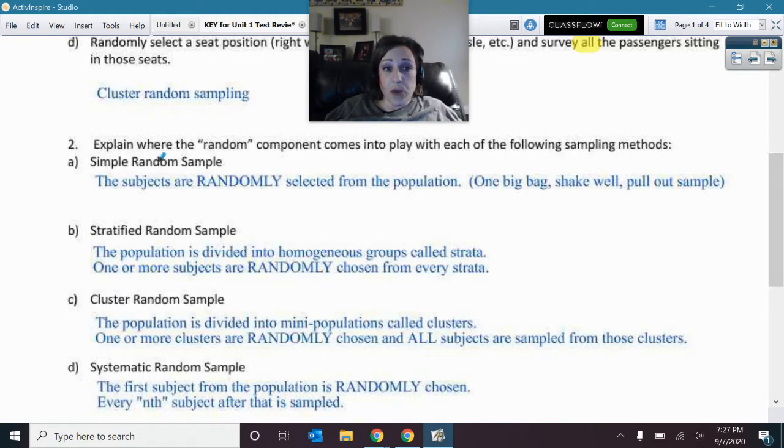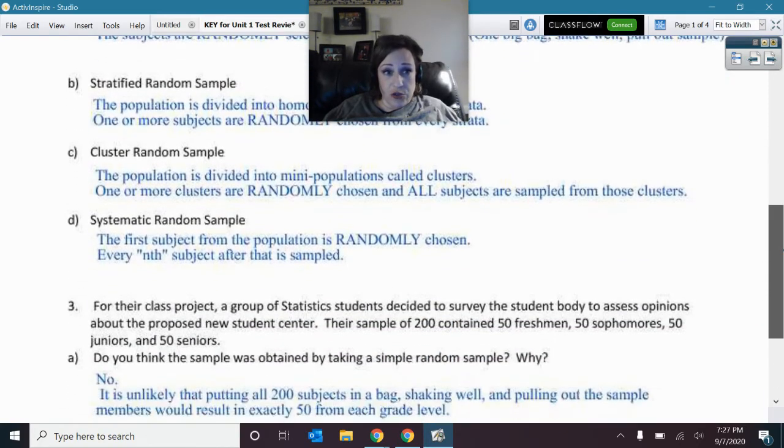All right, here's the question: where is randomness happening with these particular sampling methods? So for simple random sample, the whole thing is random. You are putting all of them in a bag, shaking well, that's the randomness, and then pulling them out. Okay. For stratified, you purposefully divide the population into those homogeneous groups, like all the first class, second class, third class, or whatever. Randomization comes in, you would put that particular category in a bag, shake well, and pull out some from each strata. So that's where the randomness comes, and random from each of those strata.